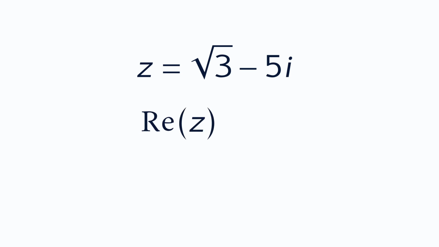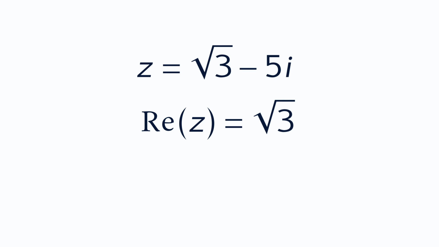Find the real and imaginary parts of the complex number z equals the square root of 3 minus 5i. Again, you start with the real part. The real part of z equals the real part of the square root of 3 minus 5i, which is the square root of 3, because that's the term that does not include the imaginary unit.